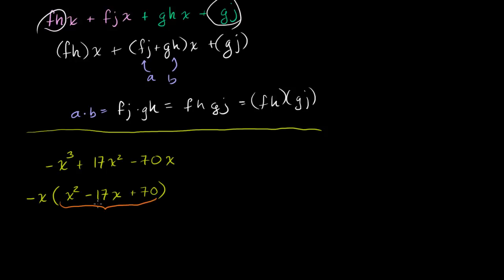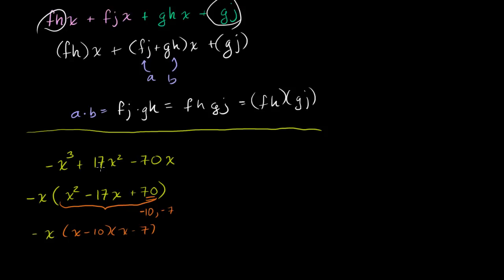Now you have something that might look familiar. We have just a standard quadratic where the leading coefficient is a 1. So we just have to find two numbers whose product is 70 and that add up to negative 17. The numbers that immediately jumped into my head are negative 10 and negative 7. You take their product, you get 70. You add them up, you get negative 17. So this part right here is going to be x minus 10 times x minus 7. And of course, you have that leading negative x.